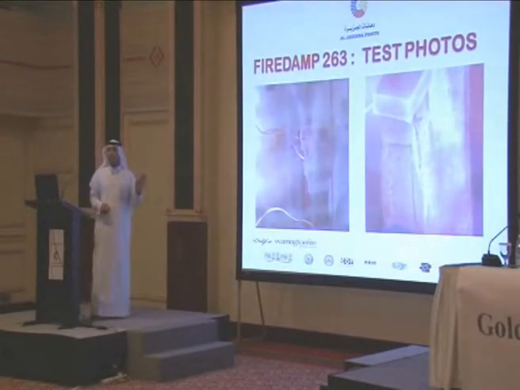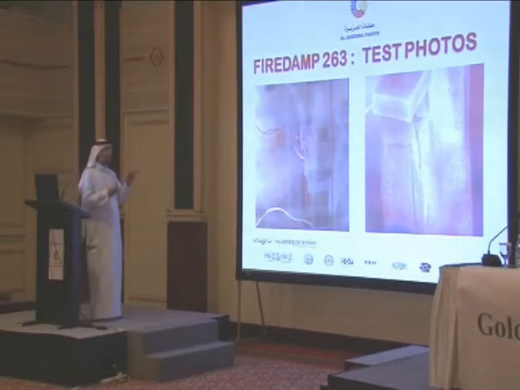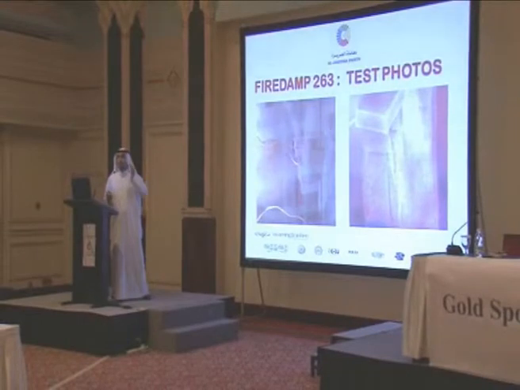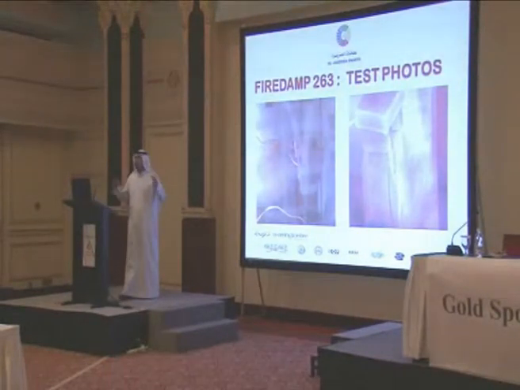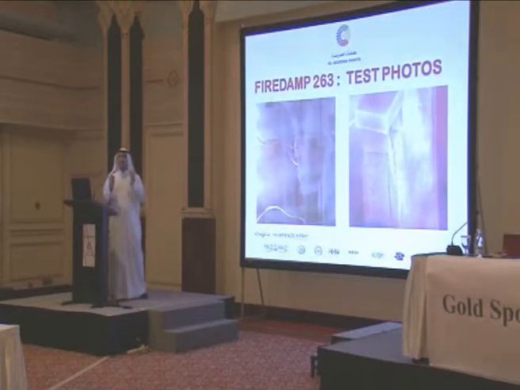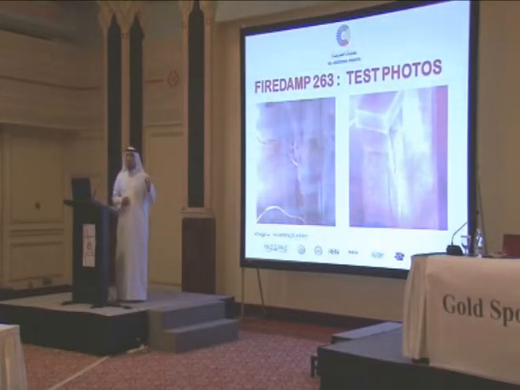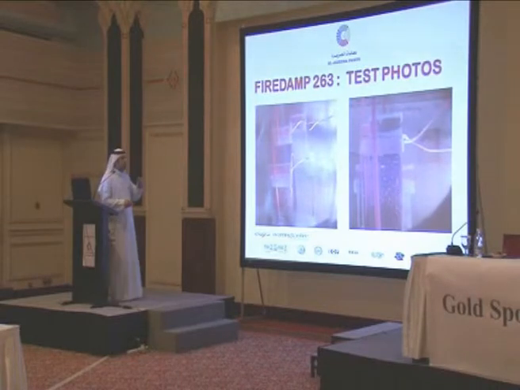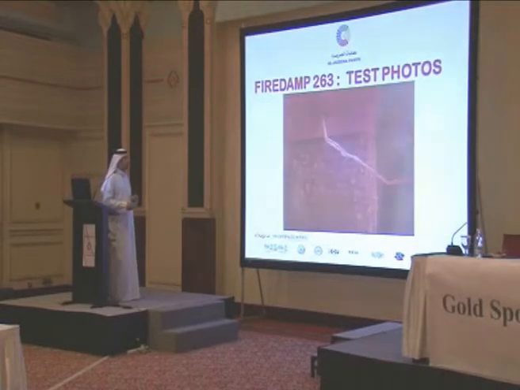Those are pictures captured during the test of Al Jazeera Fire Dam 263. After they applied it on many columns and beams, they put the columns and beams in a very huge furnace. The temperature started from 200 centigrade until 1,700 centigrade to test the performance of the intumescent paints during the fire. As you can see, this is the column, and this is the shape of the char that occurred during the fire.